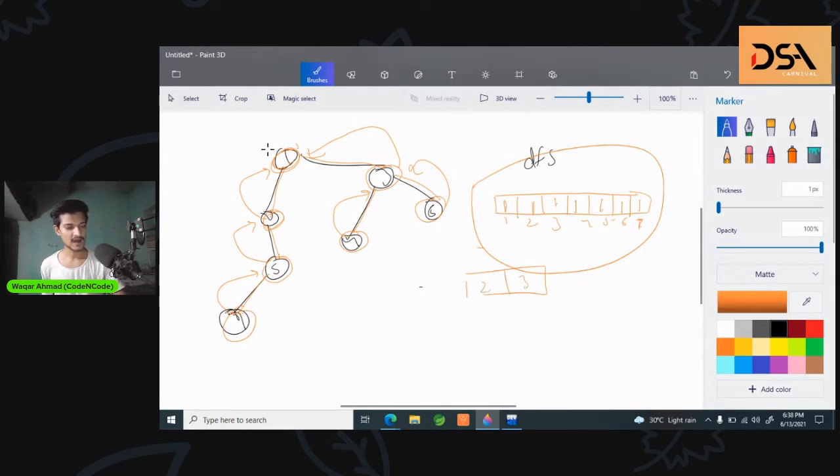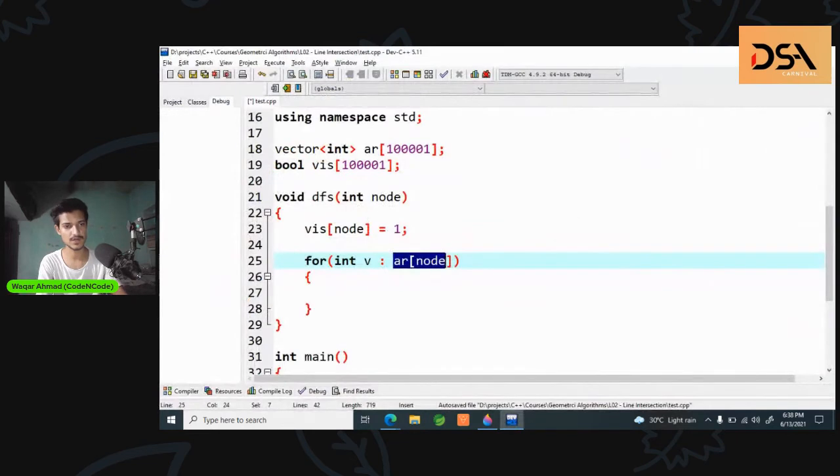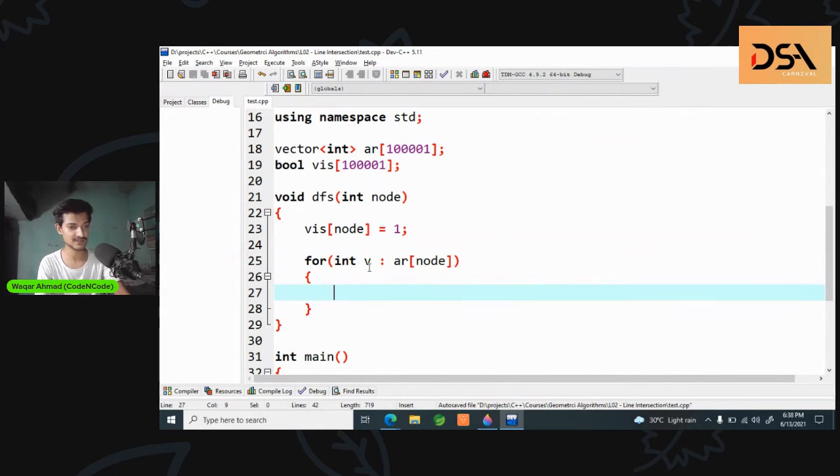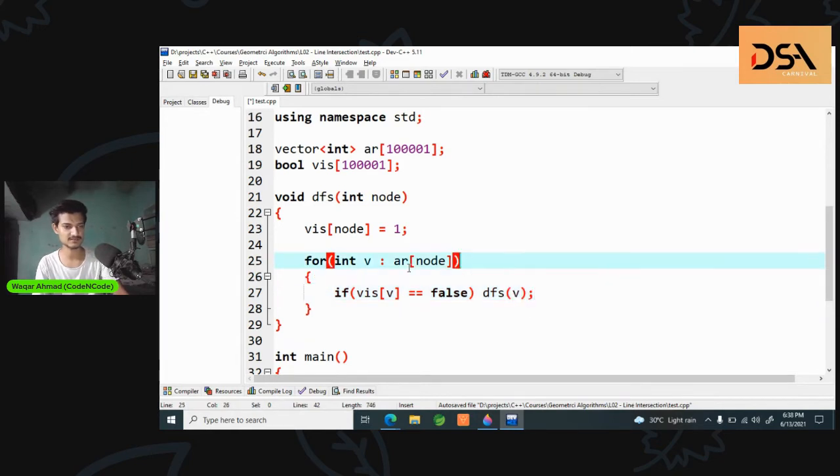So what I'll do, I'll traverse them one by one and see if it is not visited, make a DFS call there, and so on. So this is how your DFS works. Now you are traversing the adjacency list of the current node one by one and checking whether the node V is visited or not. If V is not visited, simply make a DFS call to that node. As simple as that, and your DFS is complete.